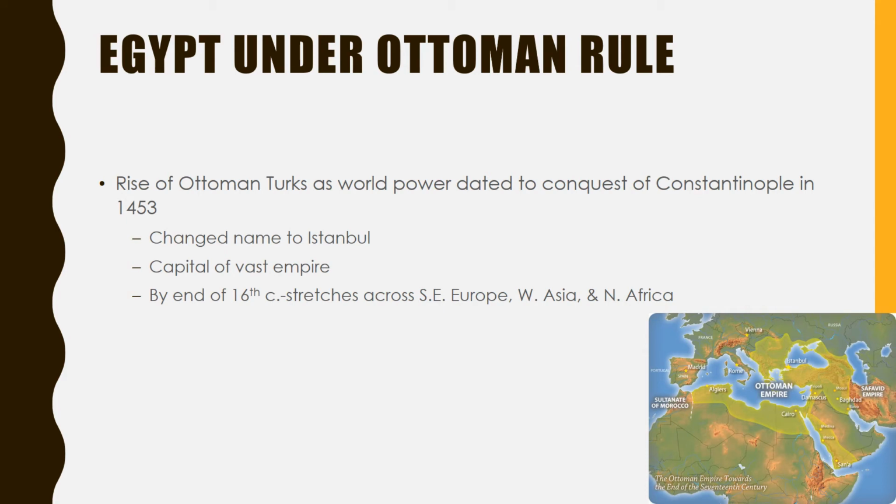So the rise of the Ottoman Turks as a world power can be dated from their conquest of Constantinople in 1453. They changed the name of Constantinople to Istanbul. If you know the song, you know that it went back and forth many times, but it becomes the capital of their very vast empire, and you can see the extent of that from the map on the right. By the end of the 16th century, it stretched across southeastern Europe, Western Asia, and Northern Africa as well. And they're going to be around for a long time.